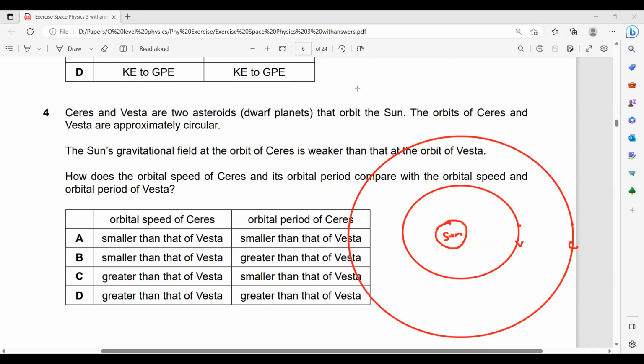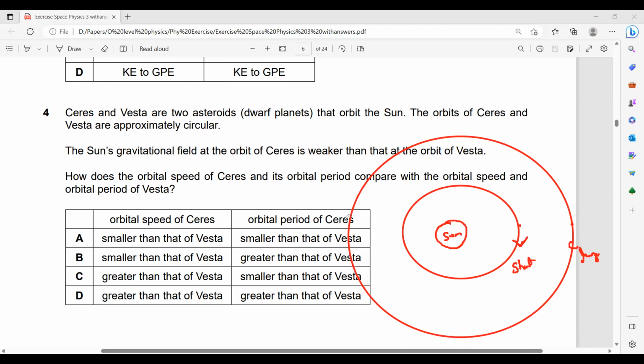Both are circular, as you can see. So first, orbital period. The one which is closer will take a short time, and the one which is far will take a longer time. So the one which is closer will take short, and this will take longer time.